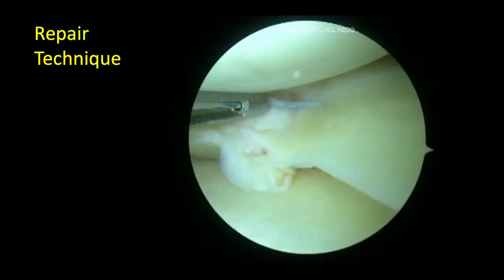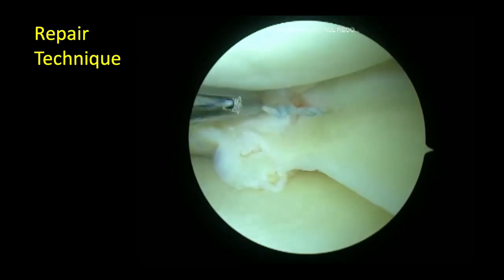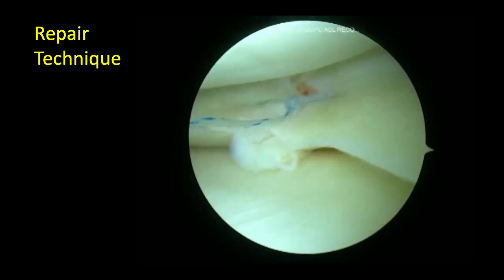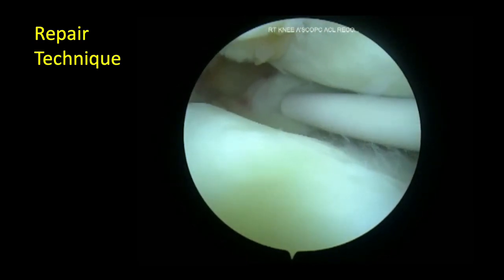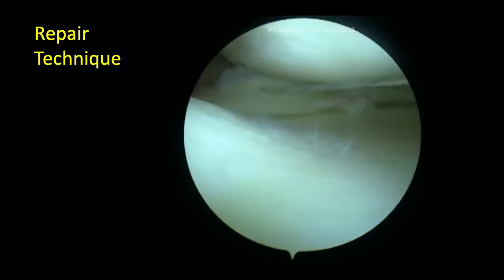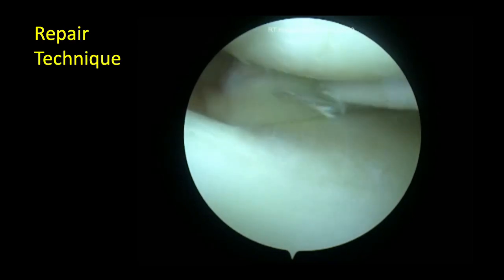The scope is then shifted to AM port and another all-inside device is inserted from the anterolateral port with a horizontal stitch configuration to approximate the radial tear.